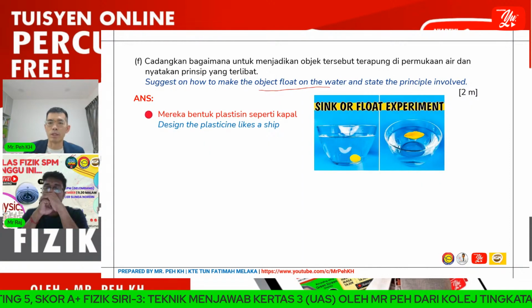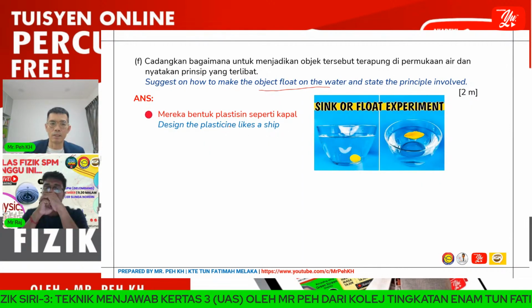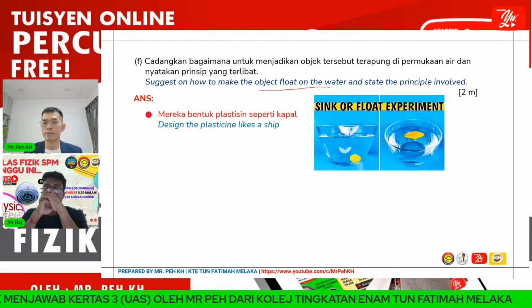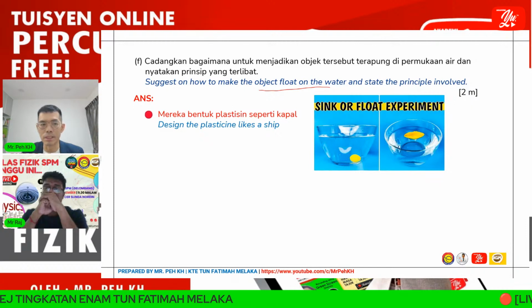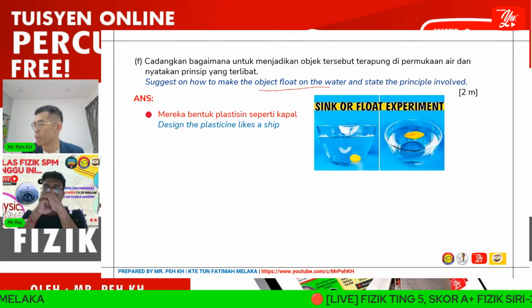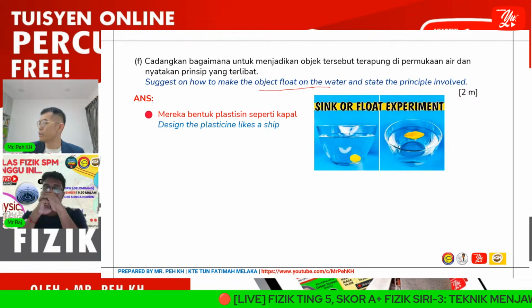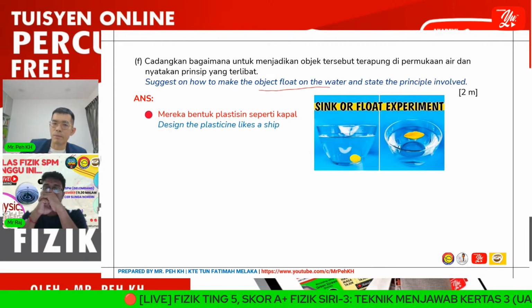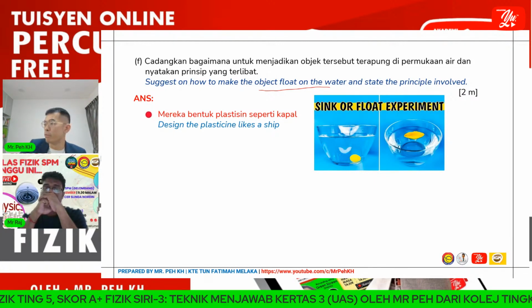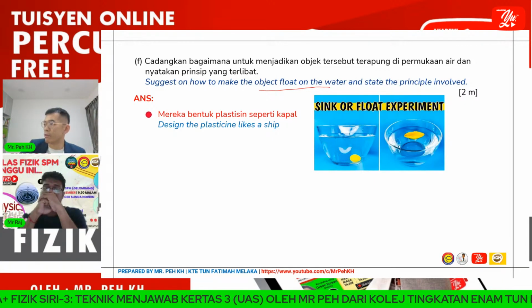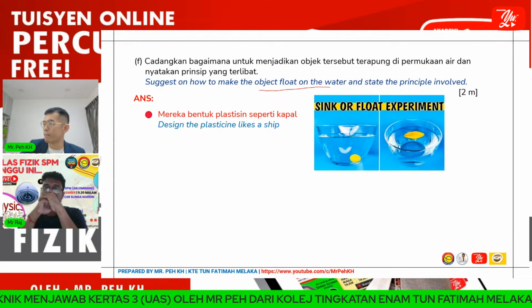So you can actually mold the plasticine into a shape like a ship, or design the plasticine like a ship, so that it will increase the volume, right? So increase the volume, then it may increase the buoyant force, actually, because it can increase the water displaced, rho Vg.